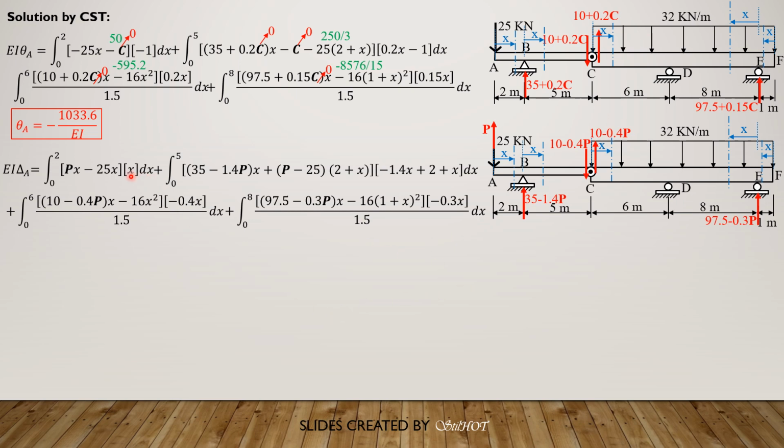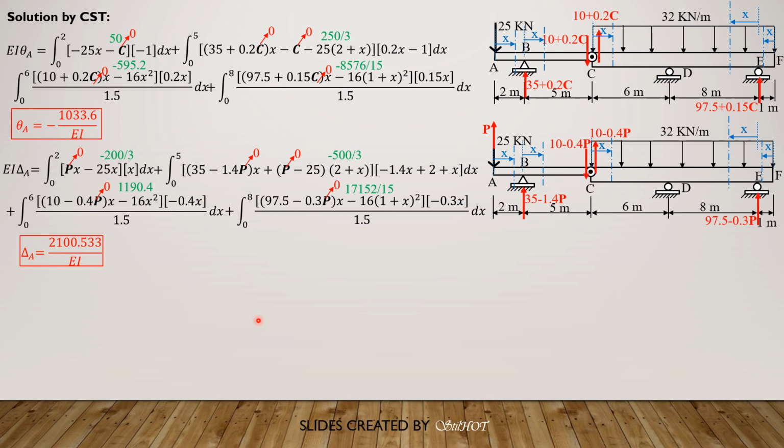So before we evaluate the integrals, we set the value of P to 0 because it is just invented. Then the first integral is equal to negative 200 over 3. The second integral is negative 500 over 3. The third integral is 1190.4, and the fourth integral is 17152 over 15. So combining these values, delta A is equal to 2100.533 over EI.